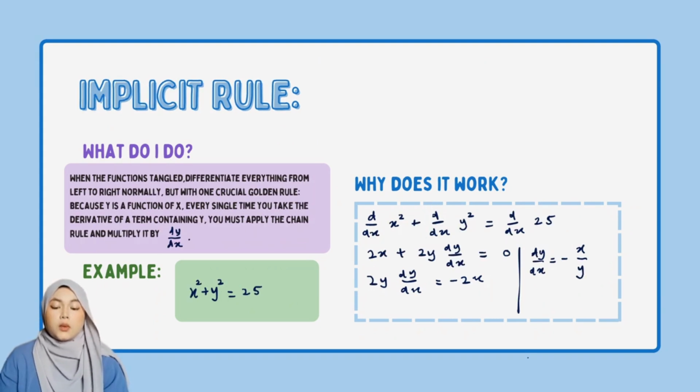But for the last one, we have implicit differentiation. Before, we had an equation like y equals u over v, or y equals u times v. But for implicit, it's tangled up together, with the y inside the x equation. So for implicit, we differentiate everything from left to right normally, but with one crucial golden rule. Because y is a function of x, every single time you take the derivative of a term containing y, you must apply the chain rule and multiply it by dy over dx. The quotient rule is for a fraction, the chain rule is for a nested function, and implicit differentiation is for when x and y are stuck together.